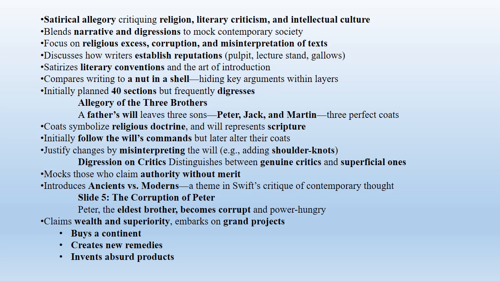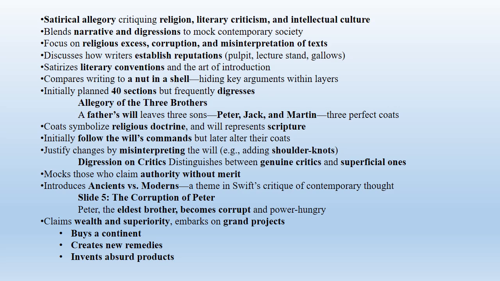The primary narrative begins in section 2, where a dying father leaves his three sons, Peter, Jack, and Martin, three coats which are perfect and imperishable as long as they follow his instructions. These coats symbolize religious doctrine, and the father's will represents sacred scripture.